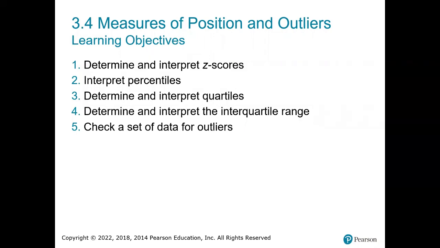So the next section we are going to work with is 3.4. And in 3.4, we're going to talk about measures of position and outliers. So we're going to work with z-scores, percentiles, how we're going to get those percentiles and then interpret them. I'll talk more specifically about quartiles, interquartile range, and then determine how we find outliers.